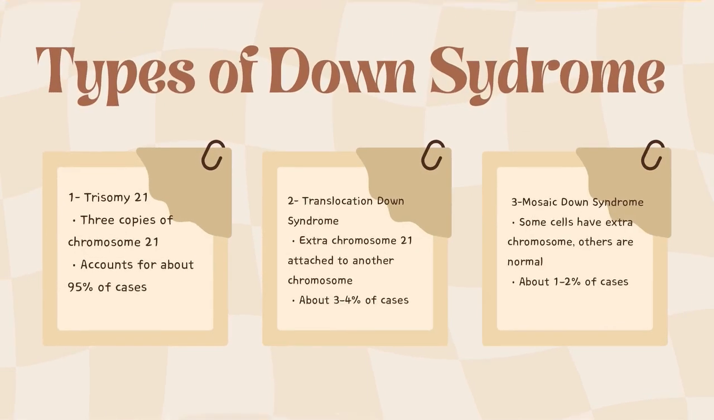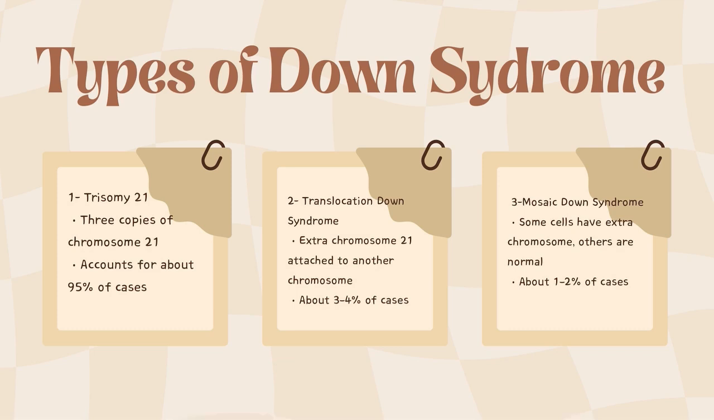The types of Down syndrome, we can identify them into 3 types. First one is called Trisomy 21. Second one, Translocation Down Syndrome. And third one is Mosaic Down Syndrome. So let's talk about the first one, Trisomy 21. This is the most common type that accounts for about 95% of cases, and every cell in the body has 3 copies of chromosome 21.